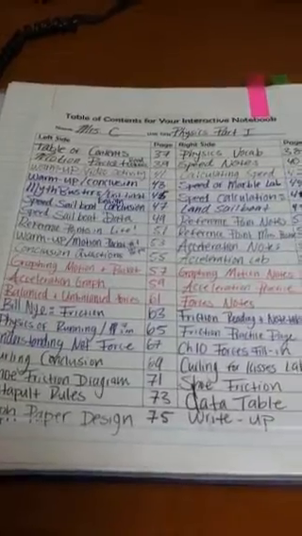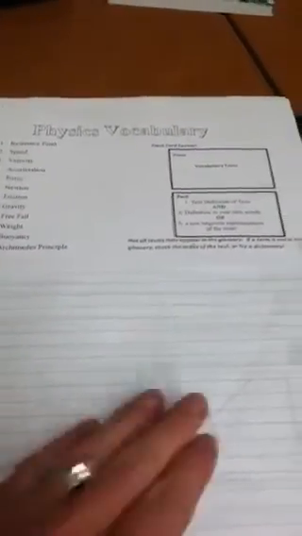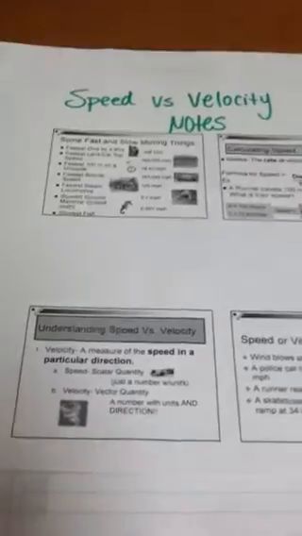On page 37 is our completed table of contents with all of the labs, notes, and activities completed. On page 38 should be an envelope of your physics vocabulary, words, and definitions. On page 39, there's a motion reading and note-taking guide, complete from the notes front and back. And on page 40 is the speed versus velocity notes.